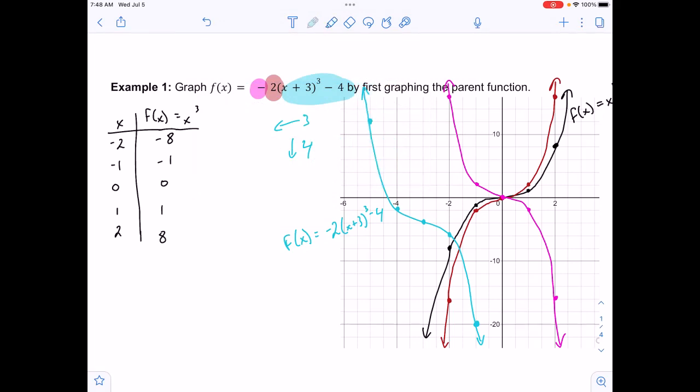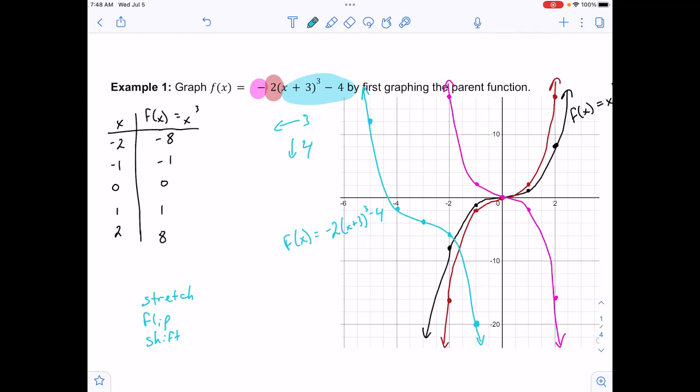Okay, so just to recap, we did our vertical stretch. We did our flip. And then we did our shift. Some people do flip first, and that's fine. Doesn't really make a difference.